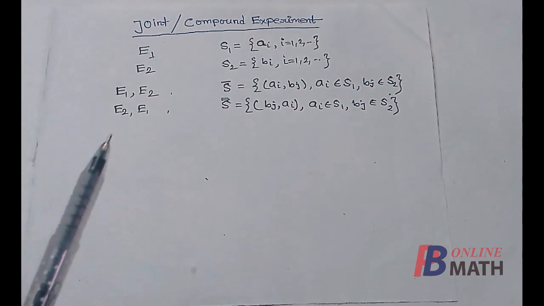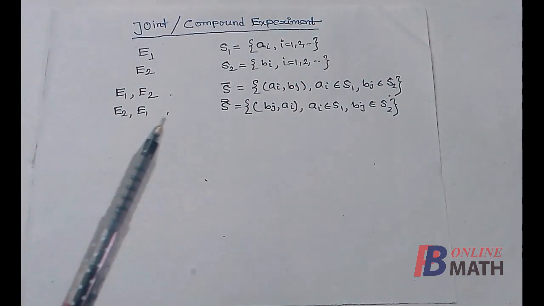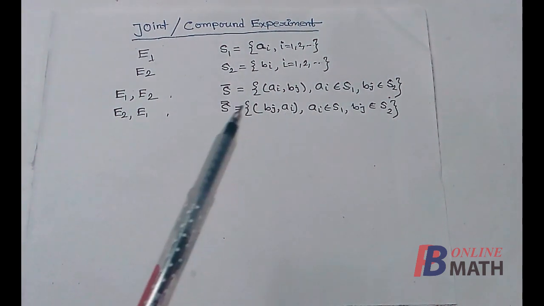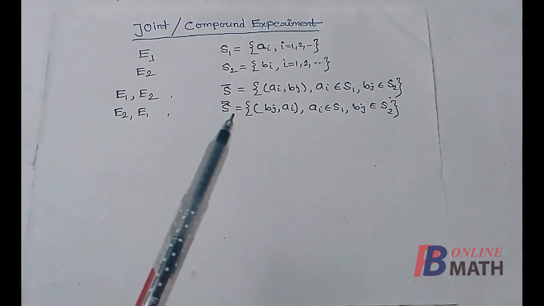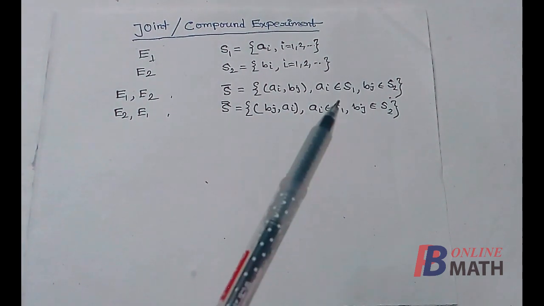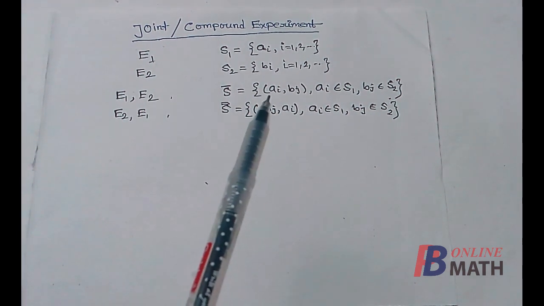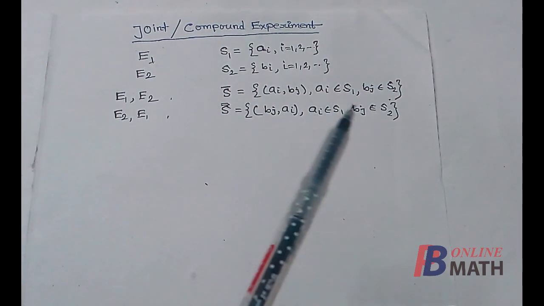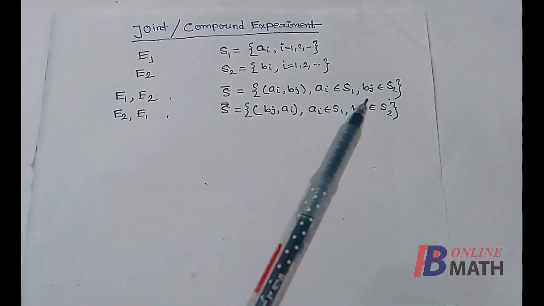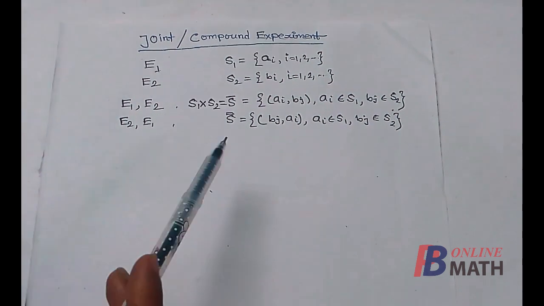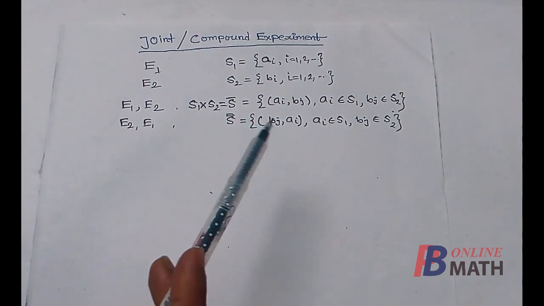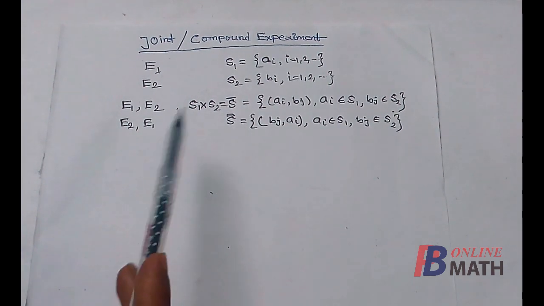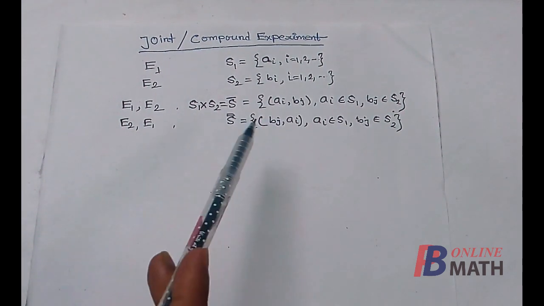If we perform E1 first and then E2, then the sample space corresponding to this joint experiment is of this form. We denote it by S bar, and each outcome is an ordered pair (Ai, Bj), where Ai belongs to S1, the sample space corresponding to the random experiment E1, and Bj belongs to S2, the sample space corresponding to the random experiment E2. Actually, this sample space is nothing but the Cartesian product of S1 and S2. So we can denote this sample space by S1 cross S2.